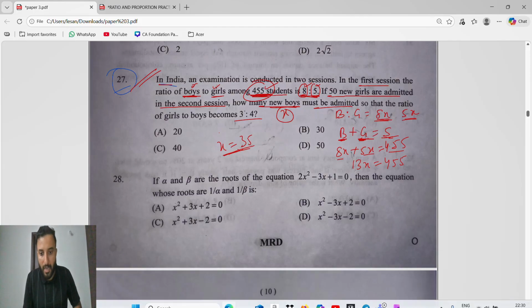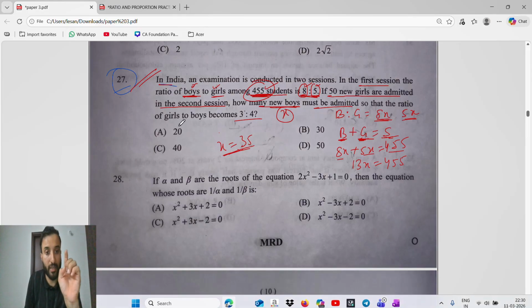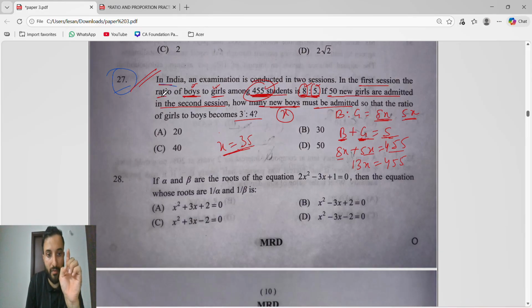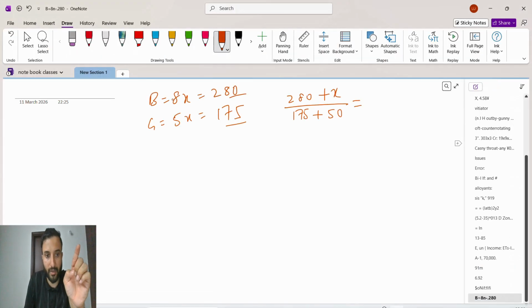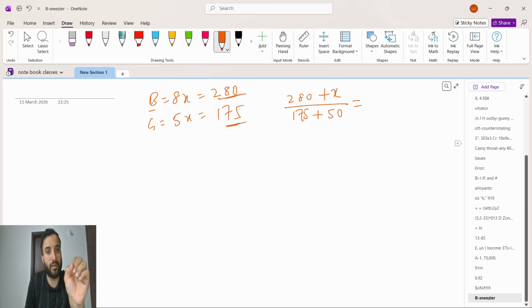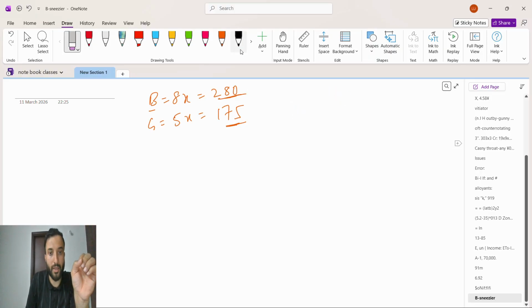And according to that, guys, very important, in the starting they had given the ratio of boys to girls. So what have I written? Boys to girls. See, boys are 280, girls are 175. I will rub this and write again. Boys to girls, so boys is 280 to girls is 175.